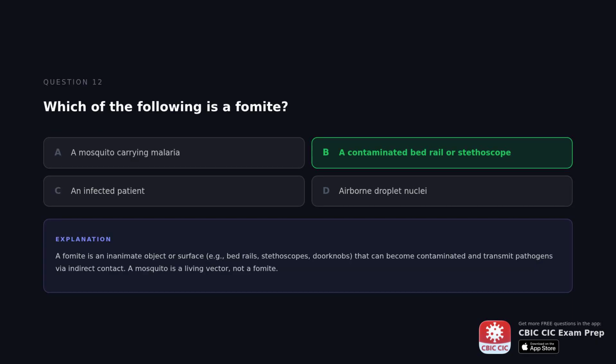The correct answer is, a contaminated bed rail or stethoscope. A fomite is an inanimate object or surface, for example bed rails, stethoscopes, doorknobs, that can become contaminated and transmit pathogens via indirect contact. A mosquito is a living vector, not a fomite.